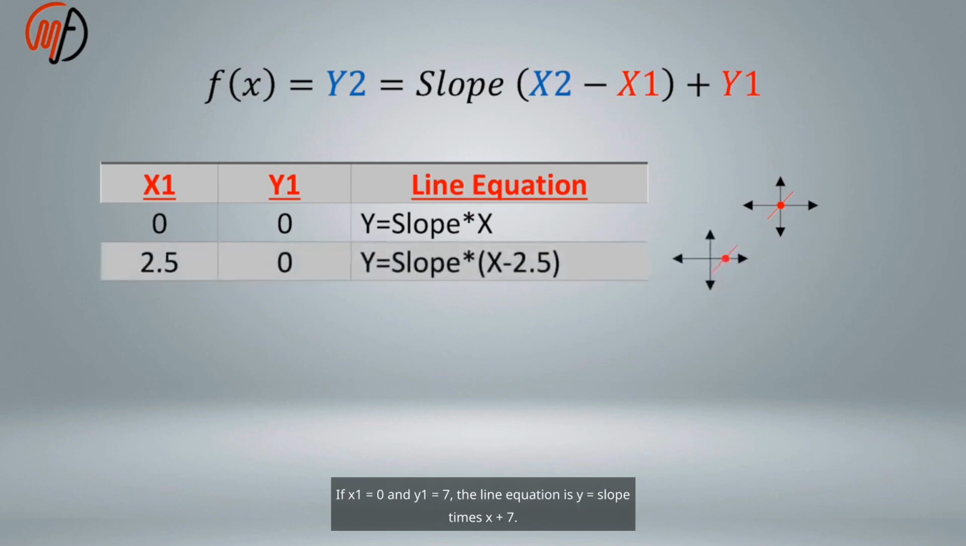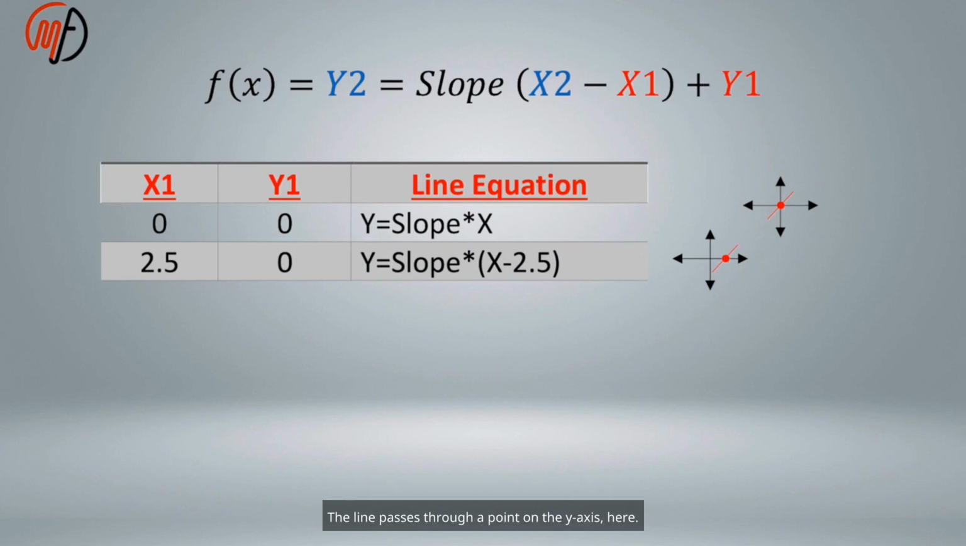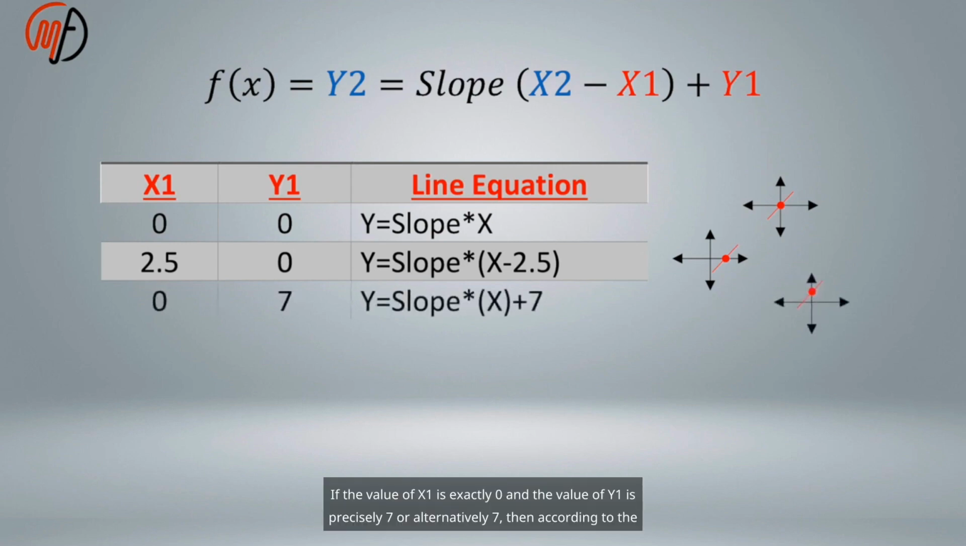If x1 is 0 and y1 is 7, the line equation is y equals slope times x plus 7. The line passes through a point on the y-axis here. If the value of x1 is 0 and the value of y1 is 7, then according to the line equation, y will be equal to the slope multiplied by x plus 7. Consequently, the straight line will intersect the y-axis at this particular point.